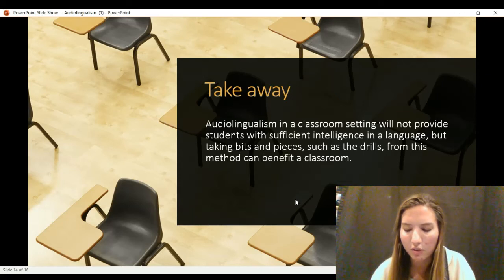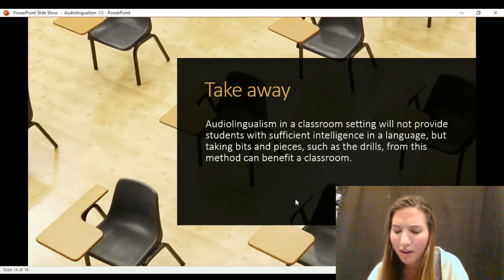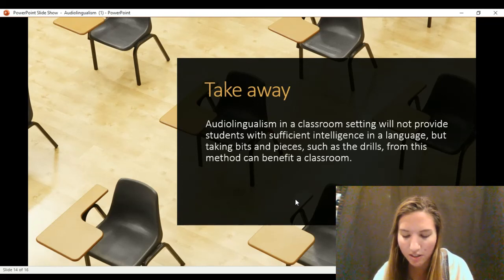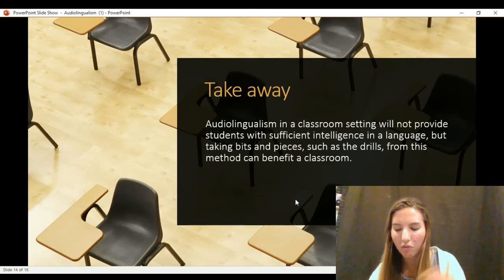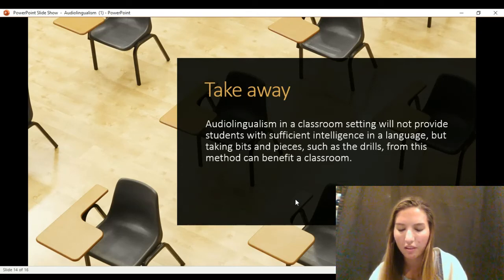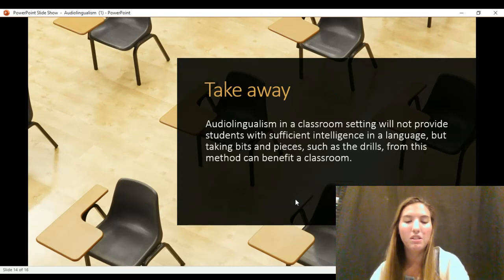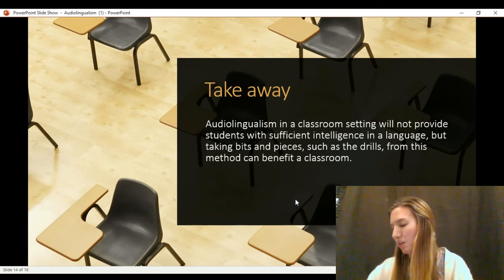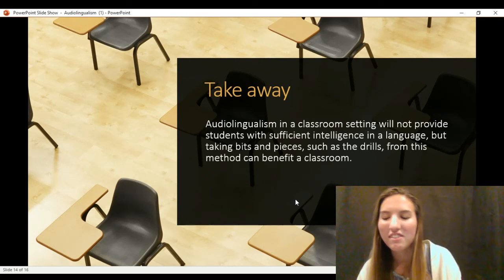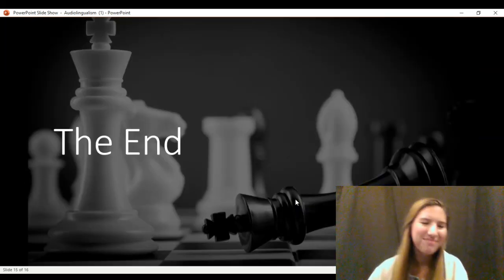Even though audiolingualism would not work well for students learning in a classroom setting, it did provide a fast solution for preparing the soldiers with a little vocabulary and intelligence of the languages before going into a foreign country. Also, it may have proven to be less beneficial than traditional cognitive approaches, but teachers were able to learn from their mistakes and take bits and pieces from the method which are still used to this day. The end.